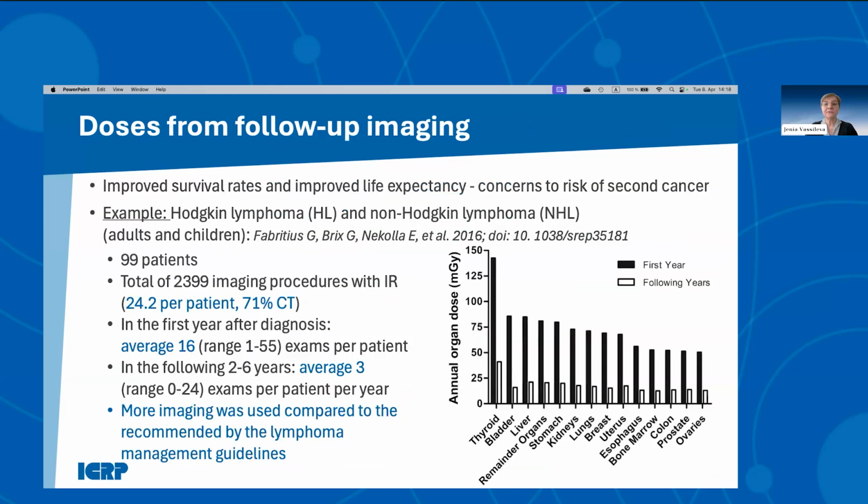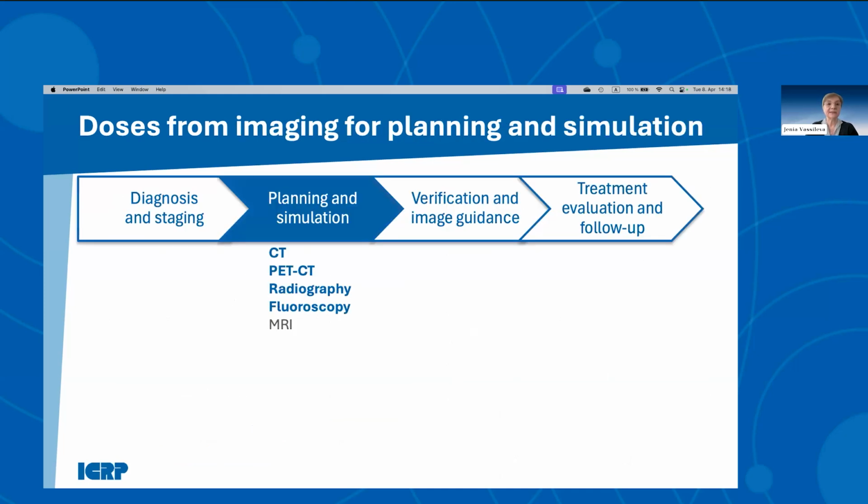And with the improved survival rates and improved life expectancy, this became a concern in regard to the risk of second cancer, like in this example from Germany, showing that more imaging was used compared to that recommended by the lymphoma management guidelines, with on average 24 exams with ionizing radiation, most of them CTs in the first year, and in the following years less, but still significant exposure.